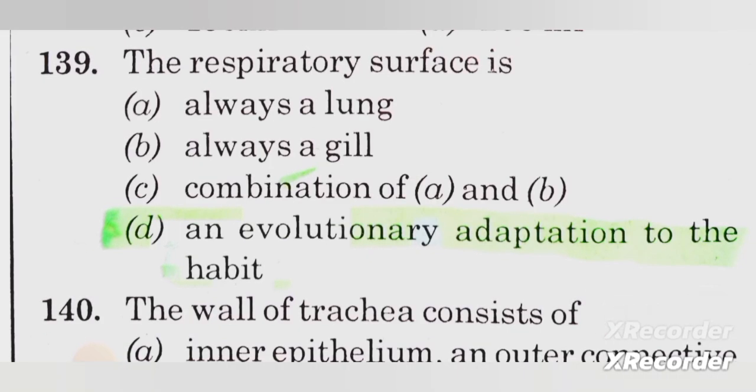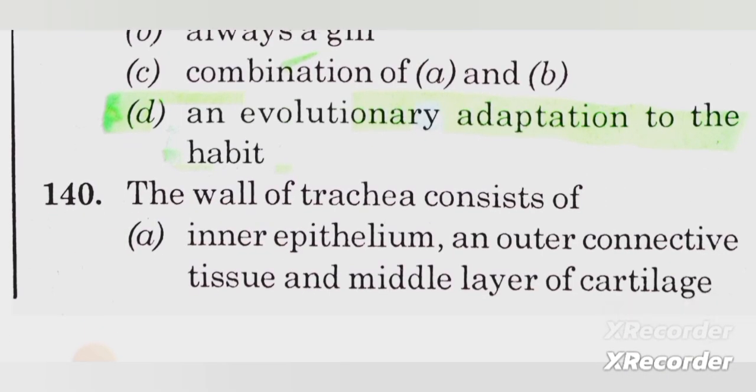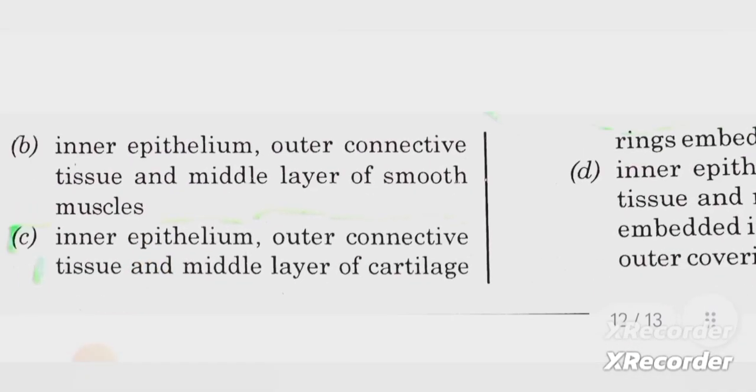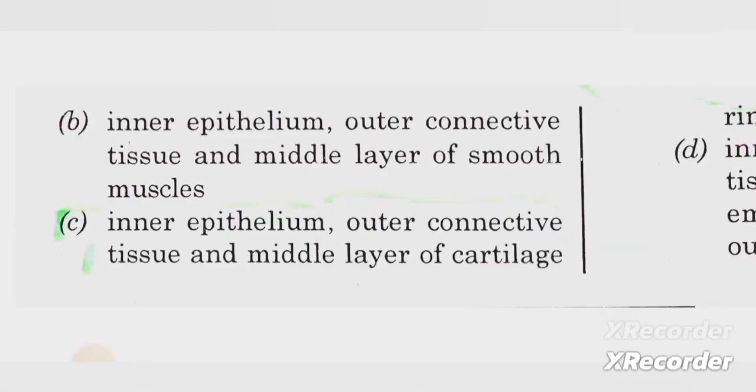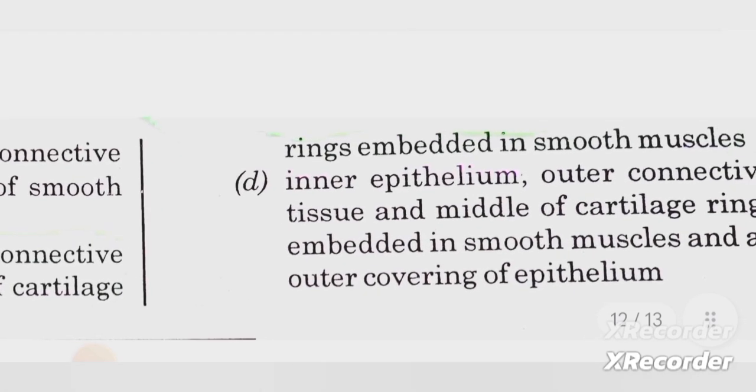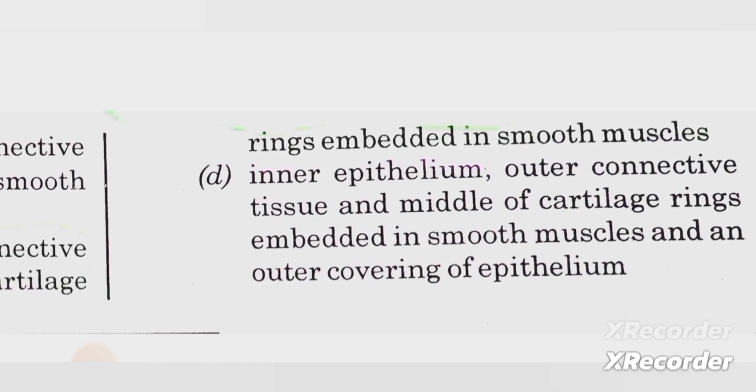Next, 140. The wall of the trachea consists of answer C: inner epithelium, outer connective tissue and middle layer of cartilage rings embedded in smooth muscles. Thank you. Let's see in the next video.